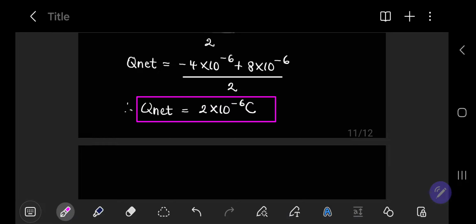And your final answer is going to be 2 times 10 to the -6 coulombs. So not only will A have this charge, but B will also have this charge. This is the charge that they have after separation.